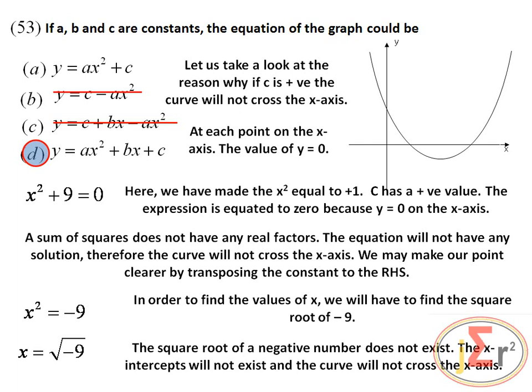The square root of a negative number does not exist. As you will see, it will give a fatal error on your calculator. The x-intercepts will not exist, and the curve will not cross the x-axis. So, right here, we have two possibilities. One, when x squared plus c, and c is a positive number. If c is a positive number, the curve will not cross the x-axis, but this curve crosses the x-axis. Therefore, we are sure that A is not correct.